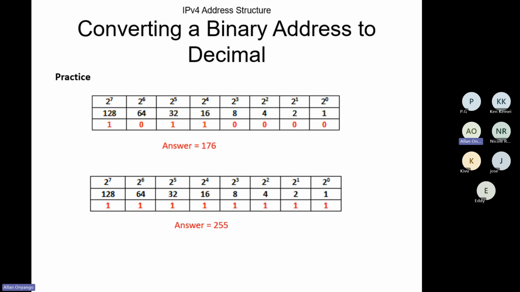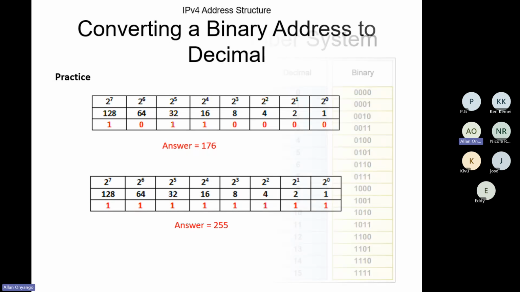So let's start. 2 raised to power 0, 1. 2 raised to power 1, 2. 2 raised to power 2, 4. 2 raised to power 3, 8. 2 raised to power 4, 16. 2 raised to power 5, 32. 2 raised to power 6, 64. 2 raised to power 7, 128.